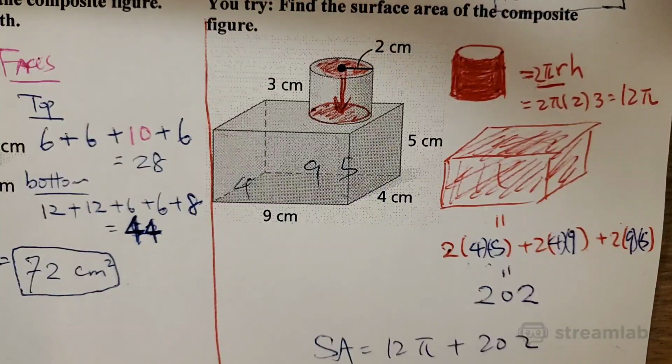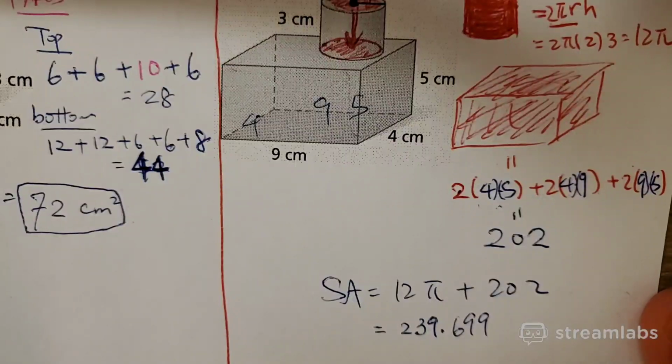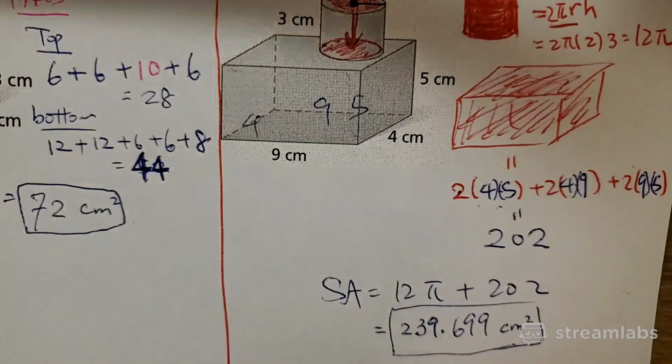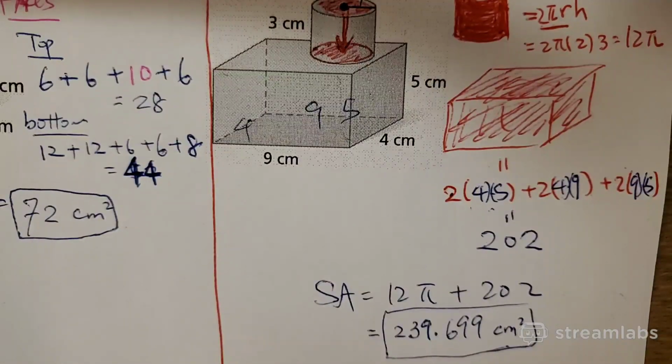If you simplify it, I think they didn't tell you to simplify. So if you write 3 decimal places, you get like 239.699 or something centimeters square. Okay. All right. Any questions on this type of composite figure problems for surface area?